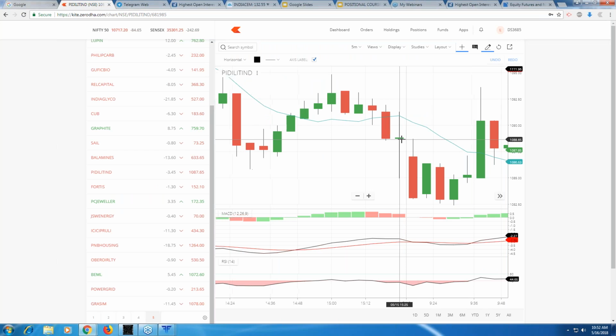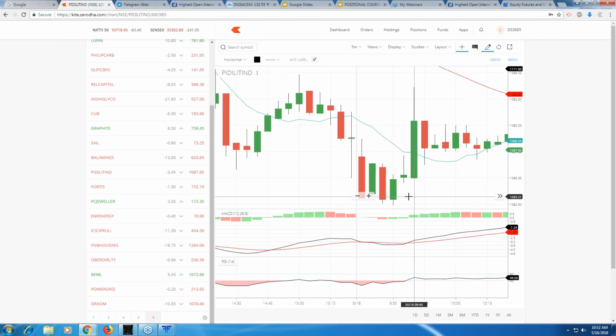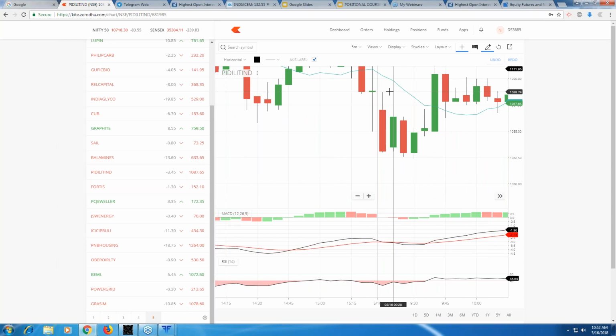3:25, somewhere here, 1088, and we could have bought it back today somewhere here, which is 1082. So selling at 1088, buying it back at 1083, a good 5 points once again, so 5,000 rupees. This is called STBT, right?